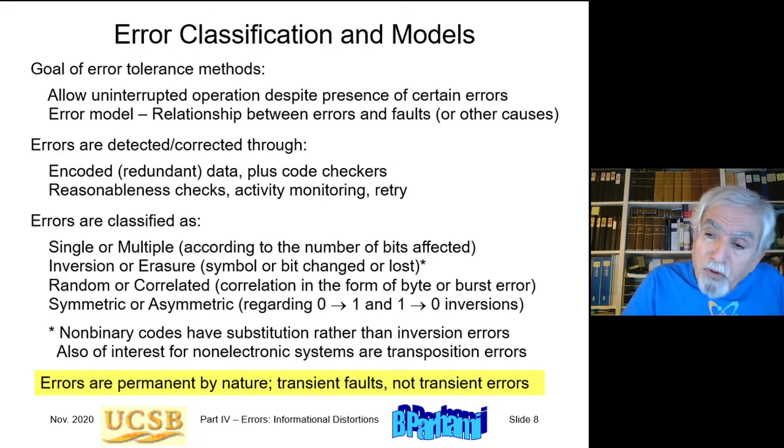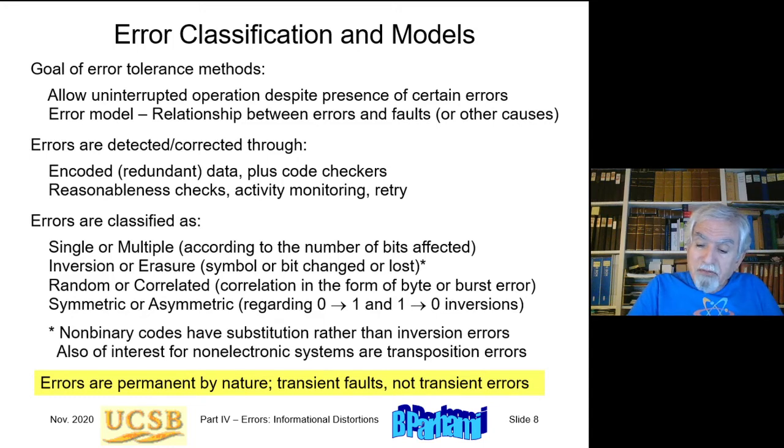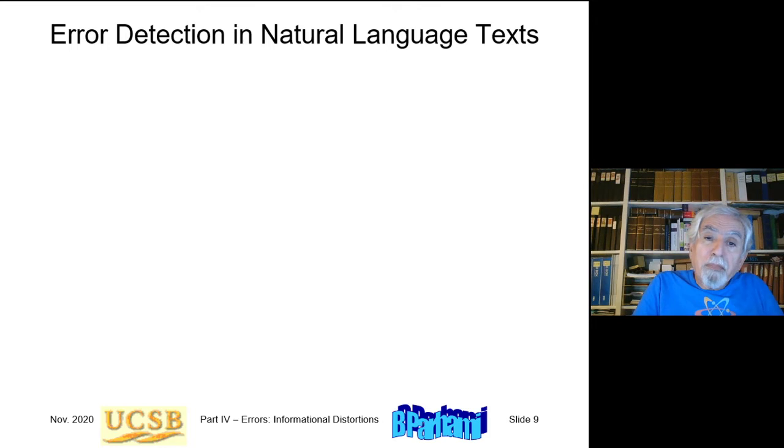Whereas a transient fault can basically disappear on its own in a few microseconds or milliseconds, depending on the duration of the transient. So in our terminology, the terminology that we use in this course and I use in my book, there's no such thing as transient error. We have transient faults, but the errors are by nature permanent.